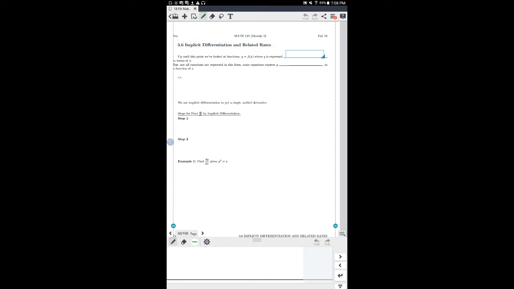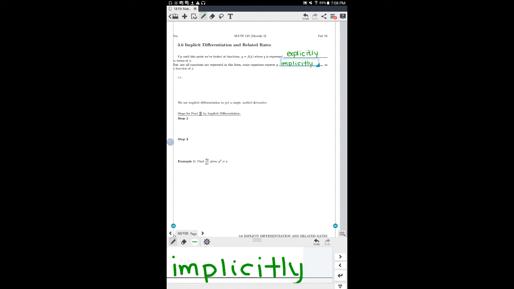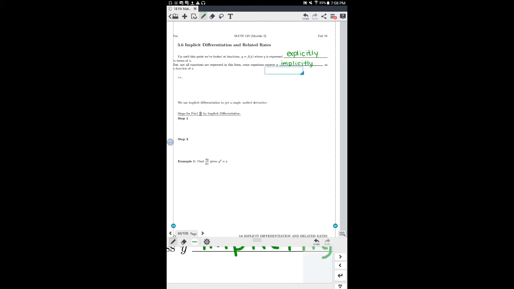Up until this point, we've looked at functions where y equals f of x, where y is expressed explicitly in terms of x. That means we have y on one side by itself. That's an explicit function. But this whole next section says, what if we don't just solve for y by itself? Let's be able to take the derivative of that too. So we're going to express y implicitly in terms of x, which basically means we'll have x's and y's mixed together, to the point where we really don't even want to solve for y because it doesn't make taking the derivative easier.